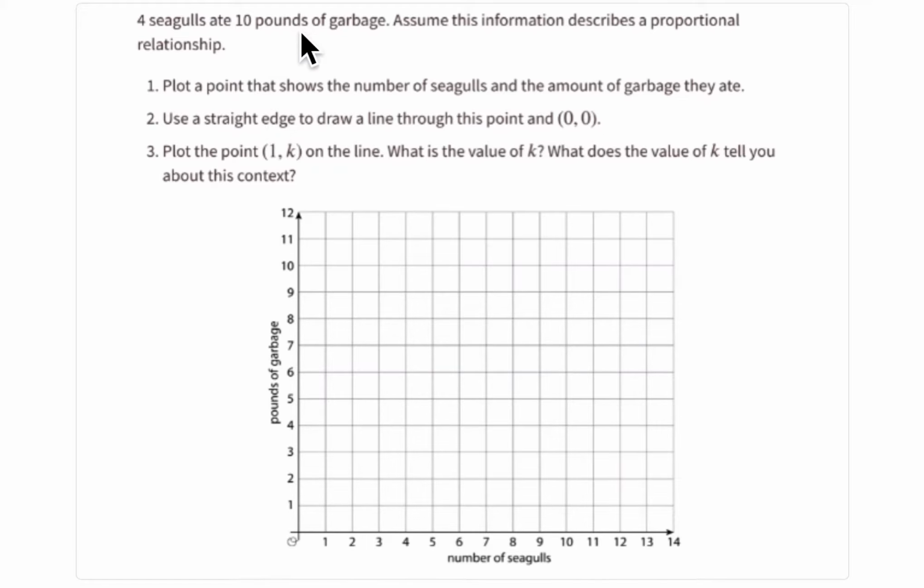It's the amount of garbage that, in this case, 4 seagulls eat. And then you simplify that, take a look at what's the amount of garbage that 1 seagull eats. And that's going to be the constant of proportionality when it's at 1 seagull. So that's the unit rate. And a seagull in this case is 1 unit. So you go out to 1, and where do you end up going to, the pounds of garbage that 1 seagull eats?